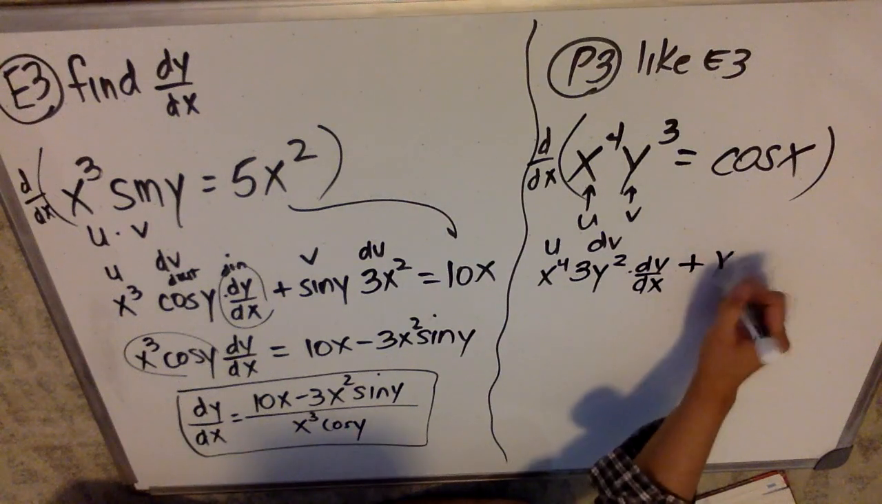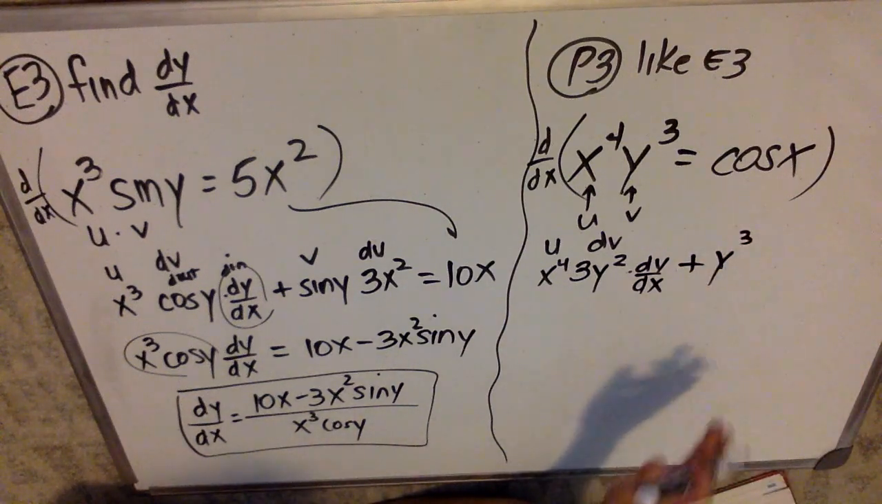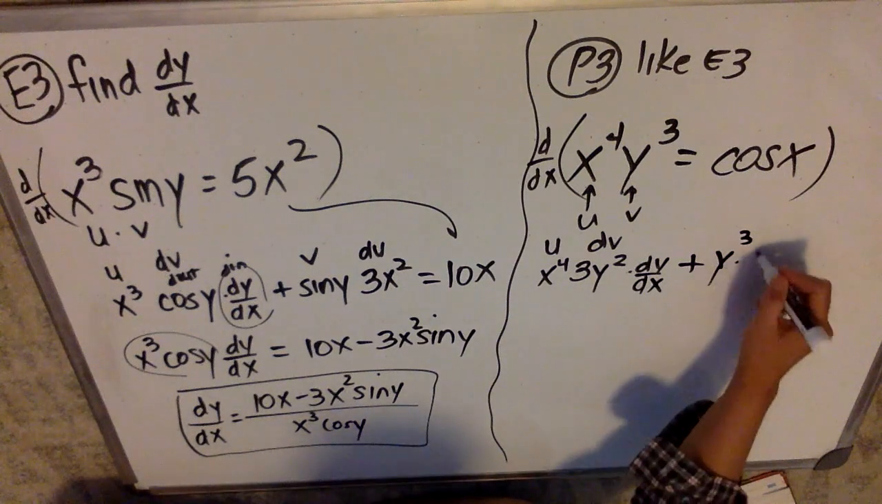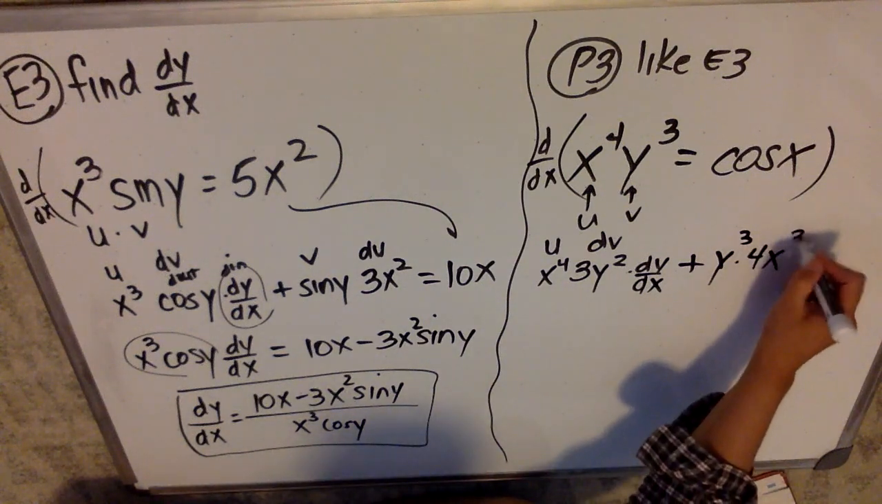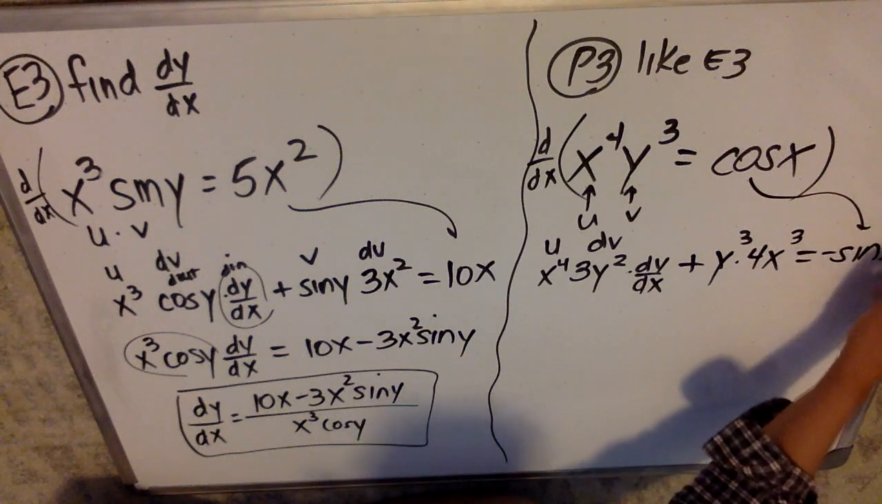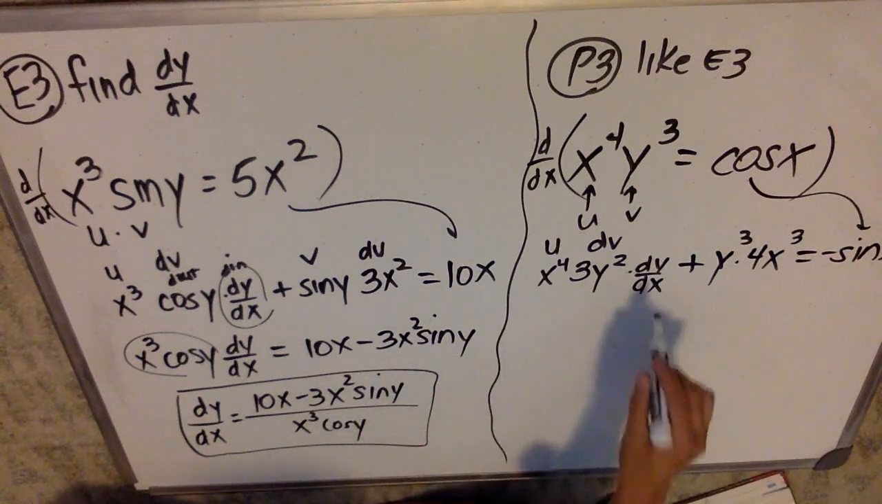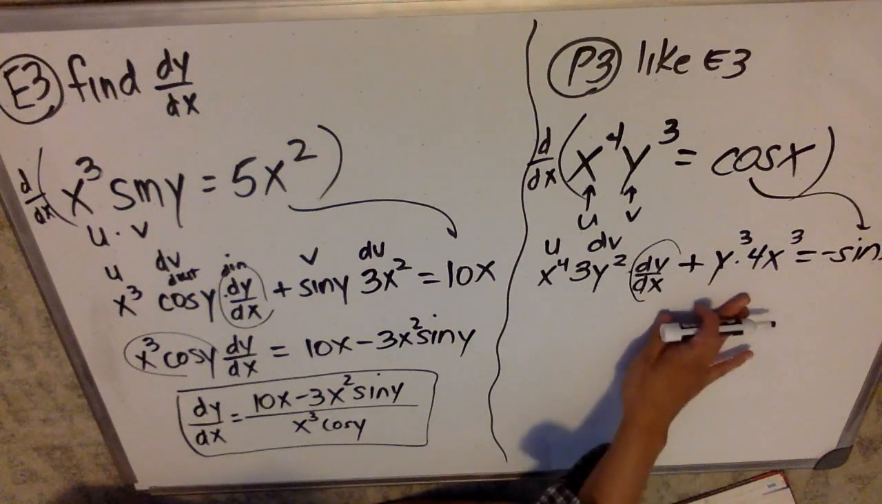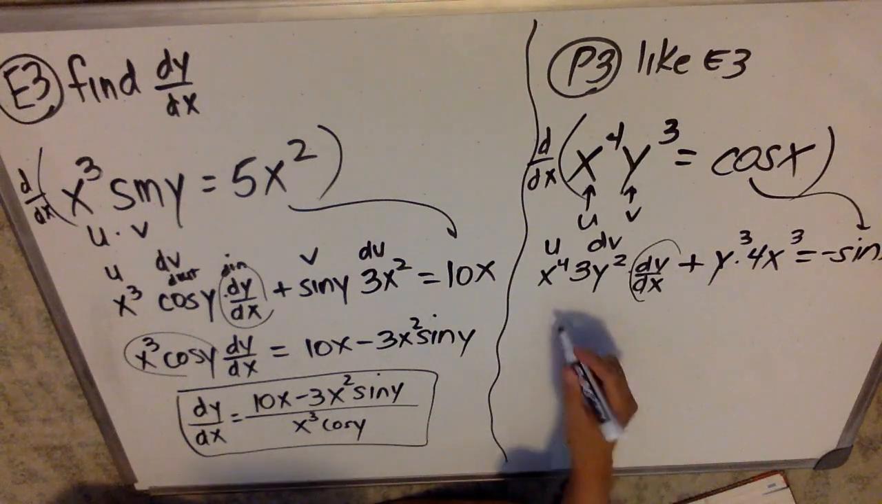Plus v, which is the y cubed. I'm not differentiating the y cubed. I'm just writing it, so that's it. Times du, which is going to be 4x to the third, equals, and then on this side I'm going to differentiate cosine and get negative sine of x. So then again, I want to solve for this. I'm going to do that by subtracting this thing over, which I'll clean up as I subtract it over.